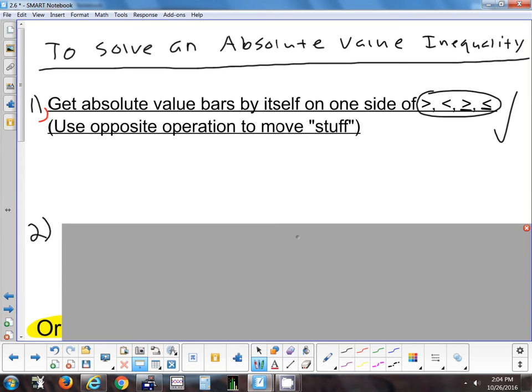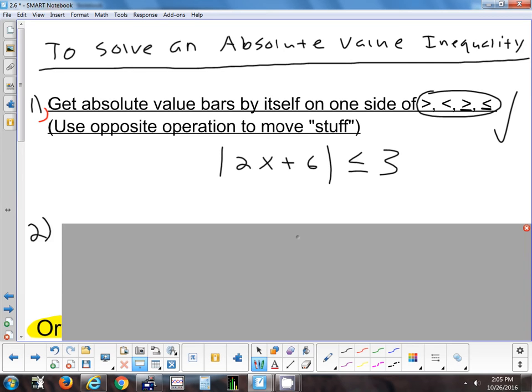Right. So, is there any questions on what that means? So, when you're looking at a problem, let me just make something up. Does that fit the description for number one? Is the absolute value bars by themselves on one side? There's nothing attached to it, no plus or minus something on that side. Kyle? Is that one absolute value bars by themselves?